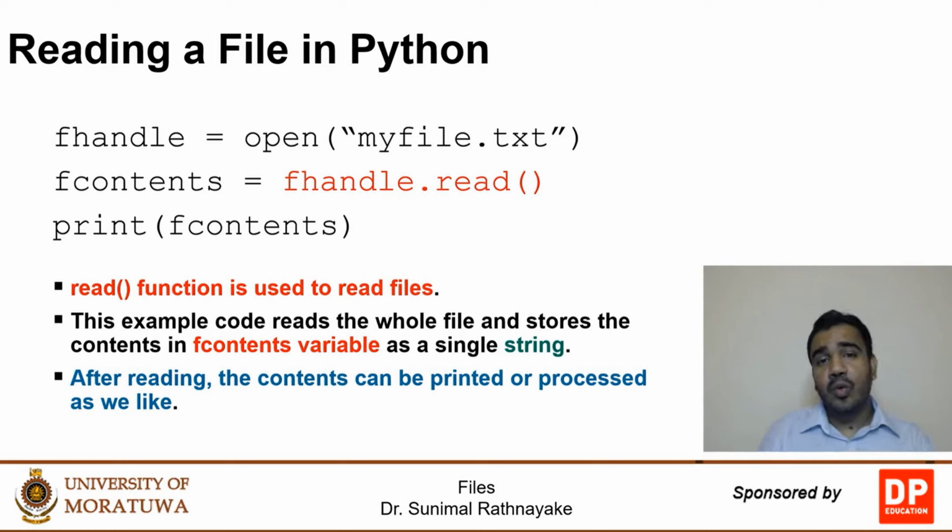The read function reads the whole file and returns all the contents of the file as a sequence of characters. This returned content can now be stored in a variable as a string. In the second line, we are storing the contents of the file read using the read function in a variable called fcontents. The contents can be processed like any other string variable. In our example, after reading contents into the fcontents variable, the third line prints them.